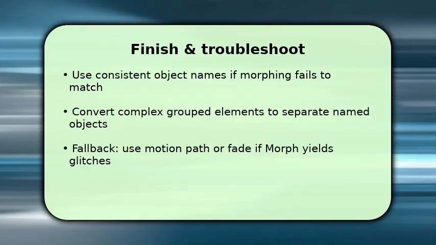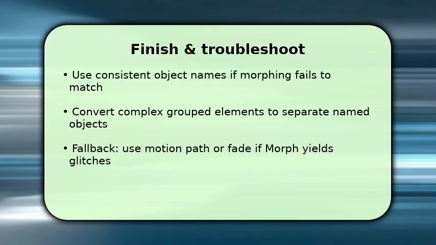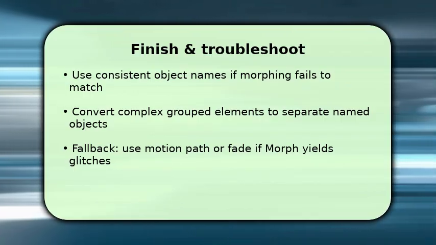If objects snap or disappear, check names. PowerPoint matches by object name, so rename duplicates consistently and ungroup complex shapes if needed. If timing feels off, tweak duration or split motion across additional intermediate slides.